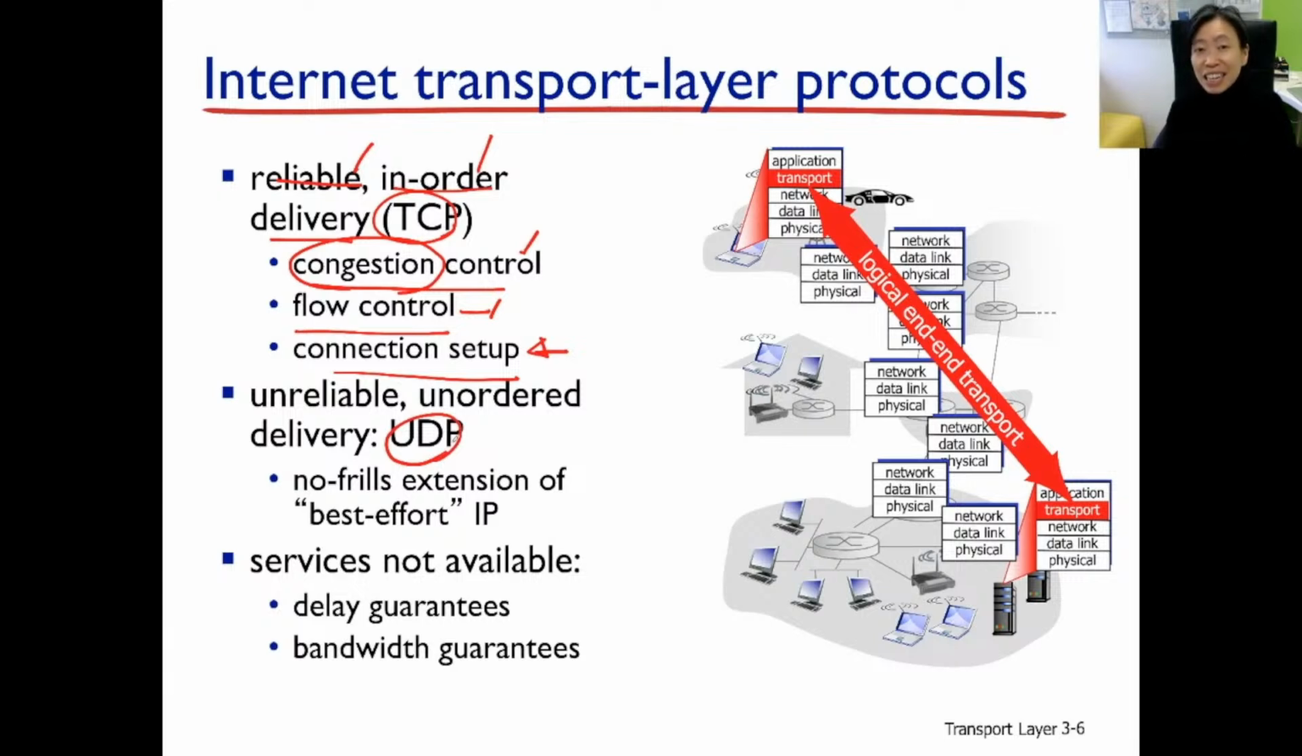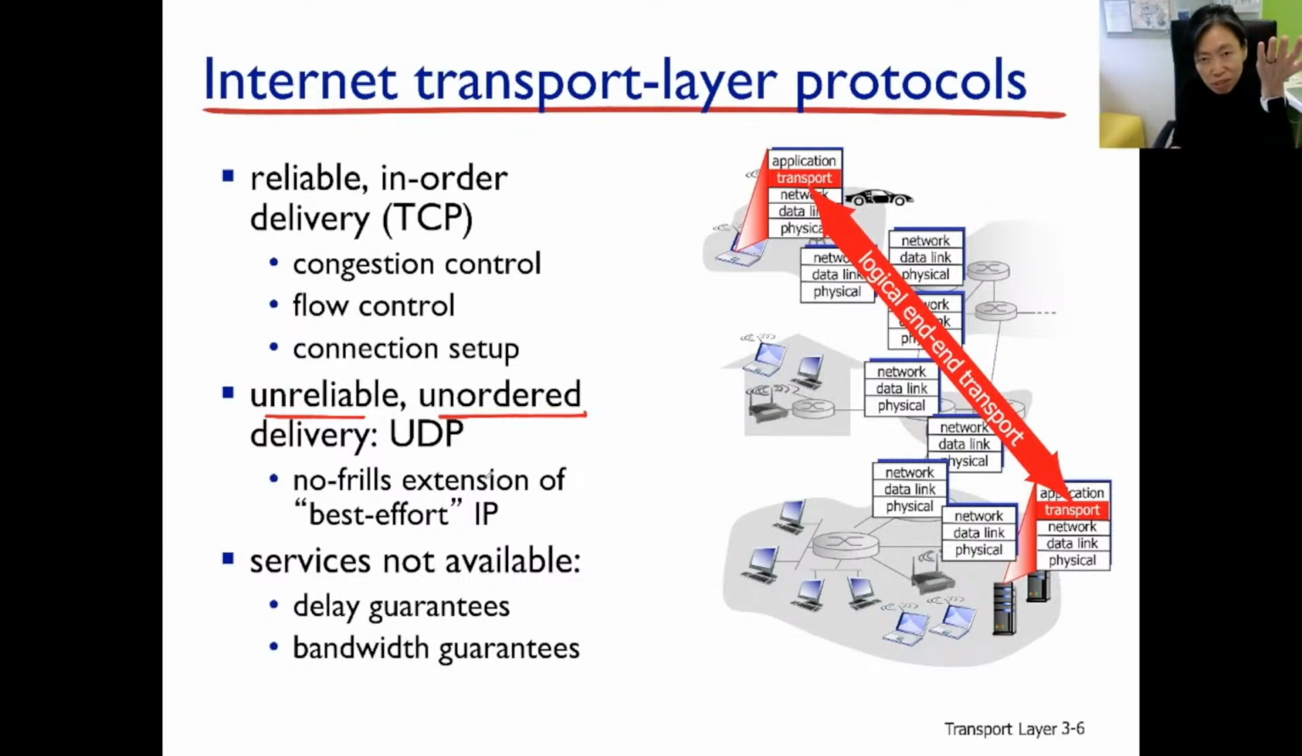UDP, on the other hand, is the complete opposite. It's not reliable. It does not guarantee in-order delivery. So UDP is essentially nothing, versus TCP does a lot. So essentially at the transport layer, you have the two extremes of services. It's on top of the network layer, which is the IP protocol, and it's best effort, meaning do nothing. So no extension of IP. UDP is very simplistic. Take messages from the application, break them into segments, and pass them out. The receiver grabs the segments from the network layer and tries to reassemble them back into the original message and pass it up to the application layer.